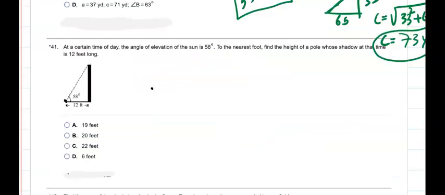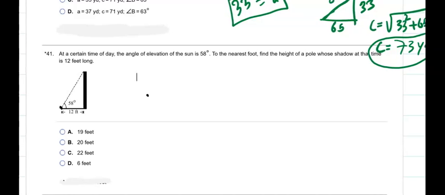Okay, question number 41. At a certain time of day, the angle of elevation of the sun is 58 degrees. To the nearest foot, find the height of the pole whose shadow at the time is 12 feet long. So this is the 12 feet long shadow, and this is the height of the pole. I don't know the height, so let's call it x.